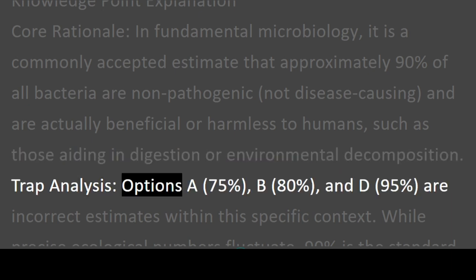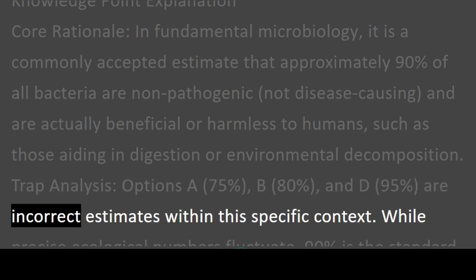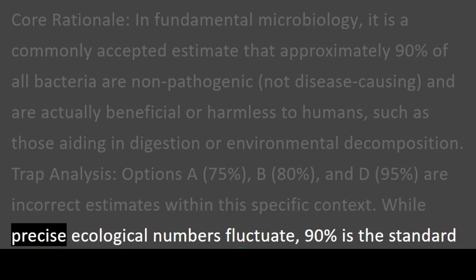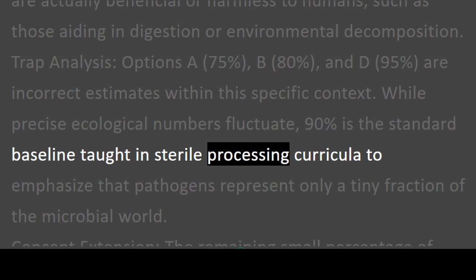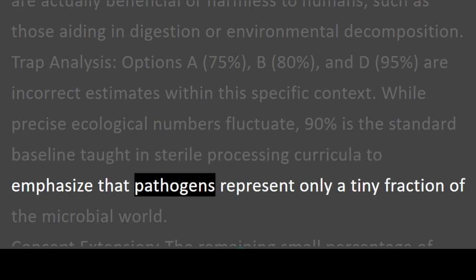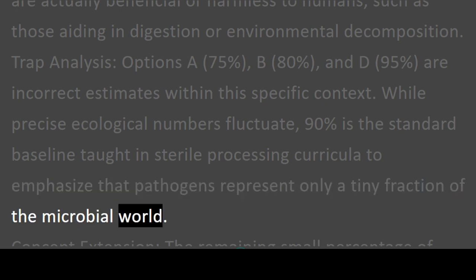Trap analysis. Options A, 75%, B, 80%, and D, 95%, are incorrect estimates within this specific context. While precise ecological numbers fluctuate, 90% is the standard baseline taught in sterile processing curricula to emphasize that pathogens represent only a tiny fraction of the microbial world.